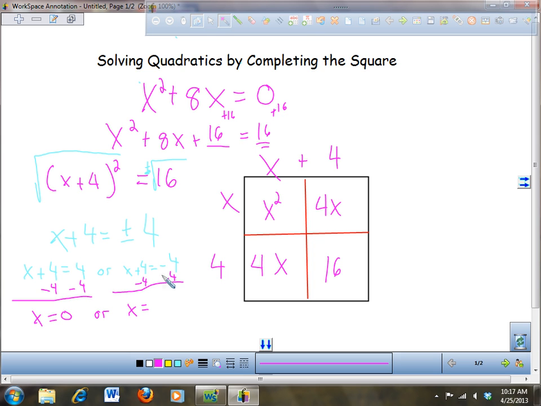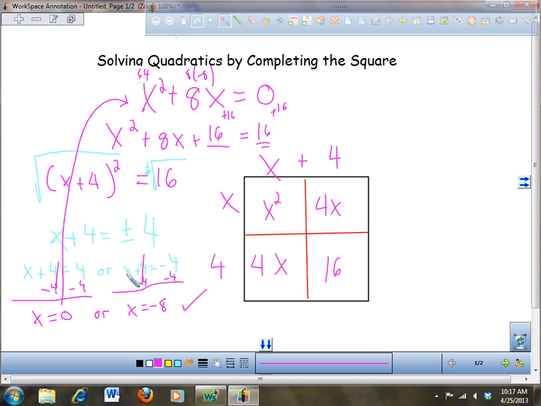What's minus 4 minus 4? It's negative 8, okay? And to check that that works, I would plug it in. If I plug in 0 in here, 0 plus 0 does equal 0, so that checks. And negative 8 squared is 64, right? And 8 times negative 8 is negative 64. And so 64 plus negative 64 would give you 0. So both of those answers can check out, okay?